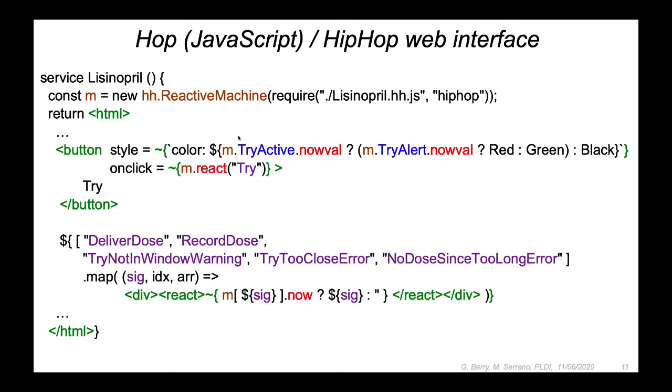For the output signals, we just print their name if they are emitted. For this, we use a map over the list of their names and a div react that will print the name if the signal is emitted, which is detected by m of sig.now. This is all we need for this simple interface. The graphical interface described before is done in the same way.